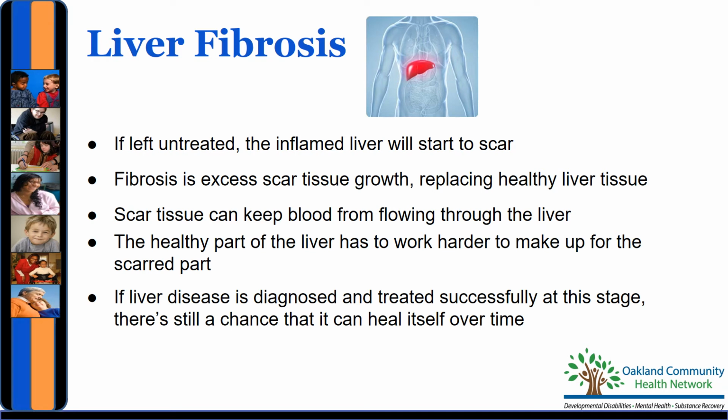If left untreated, the inflamed liver will start to scar. Fibrosis is excess scar tissue growth replacing healthy liver tissue. Scar tissue can keep blood from flowing through the liver. The healthy part of the liver has to work harder to make up for the scarred part. If liver disease is diagnosed and treated successfully at this stage, there's still a chance it can heal itself over time.